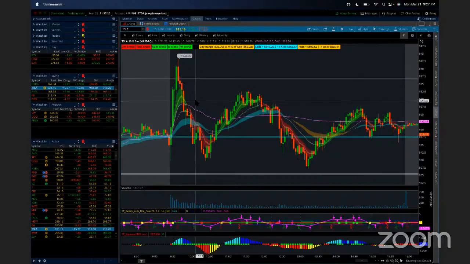937.5. I'm like, I'm out. I saw this candle. I saw this wick here. I'm like, that's it. Done. This was my trigger anyway. 940 was my supply area.